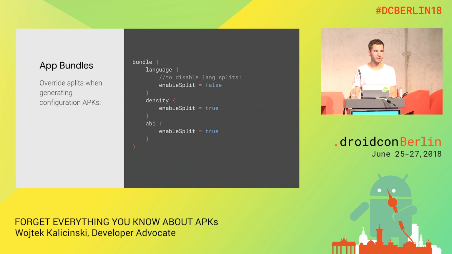In case you don't want Play to split on some of these dimensions, let's say your languages aren't as big as I said, and maybe there's no point, because if users only get one split with one language, when they change the language of the device, they need an internet connection to download the new one. Maybe you want to disable that. You can do it. Instead of using the splits directive, you use the new bundle one. So there's a little bit of configuration involved if you want to, but it's not needed.